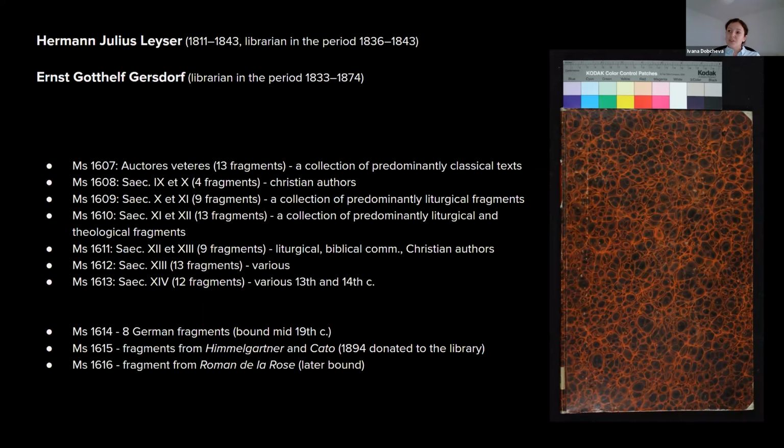And we are not sure how exactly or who ordered the material, if it was Gerstorff who decided that they should be thematically ordered or chronologically ordered. We know from the back of the volumes, which have these labels, that the first one is Auctores Veteres, meaning a collection of predominantly classical texts, while the other ones have labels which denote their probable date of origin. That being said, it's not clear if the fragments were already stapled in this kind of collection or if it was Gerstorff who ordered them in this way.